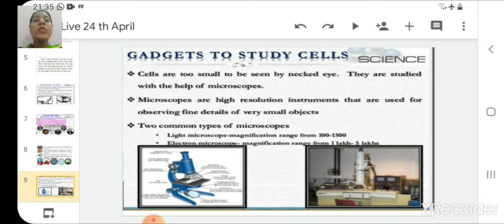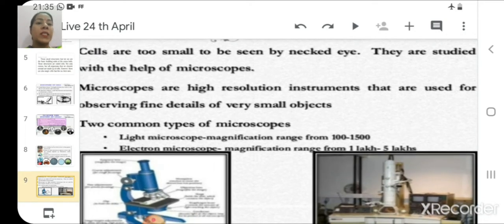Cells are too small to be seen with the naked eyes. You cannot visualize the cells with naked eyes because they are very small in size. They are studied with the help of a microscope. Microscopes are high resolution instruments that are used for observing fine details of very small objects.